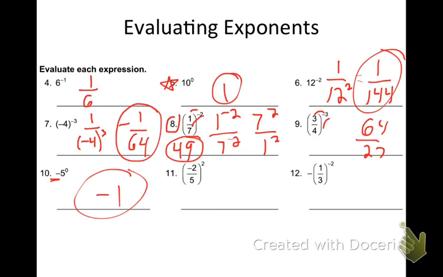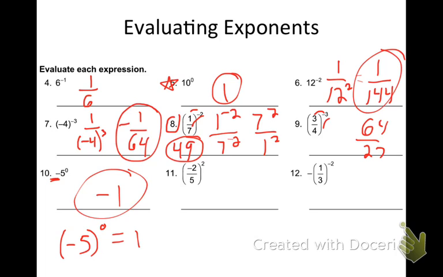Okay. Now, second trick question here. What happens if I have -5 in parentheses with the 0 exponent? Now what's my answer? 1. Now my answer is a positive 1. Notice the difference. Okay. This one says the negative is not associated.